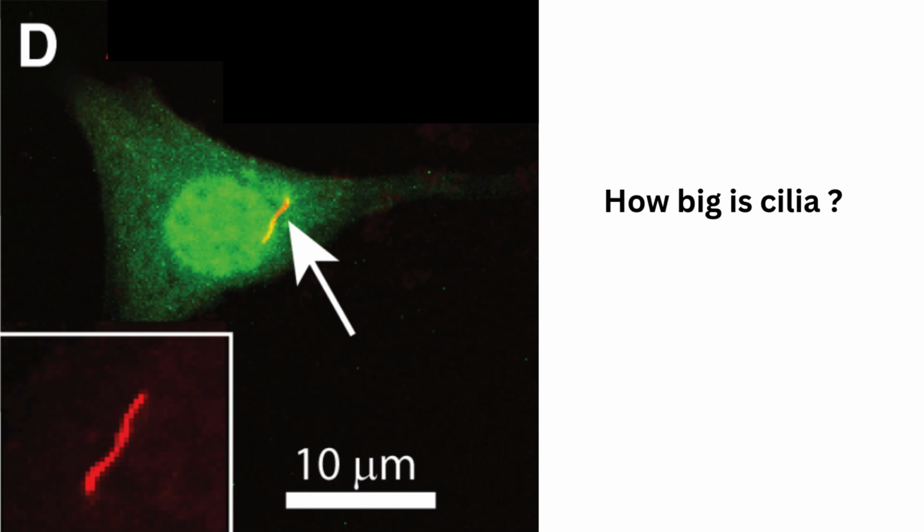Let's add a scale bar now. Look at the cell and not the zoomed up inset. What do you think? 4 micrometers? You're developing an eye for microscopic measurements, and that's great.